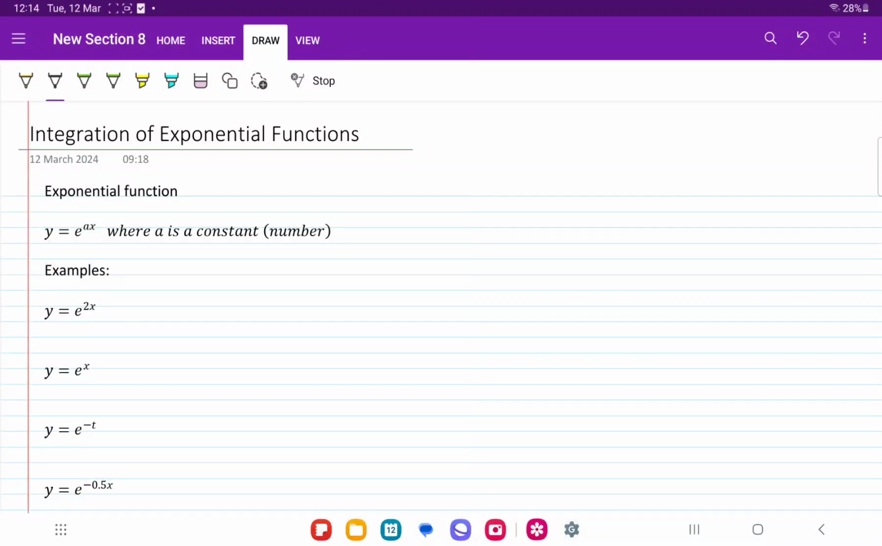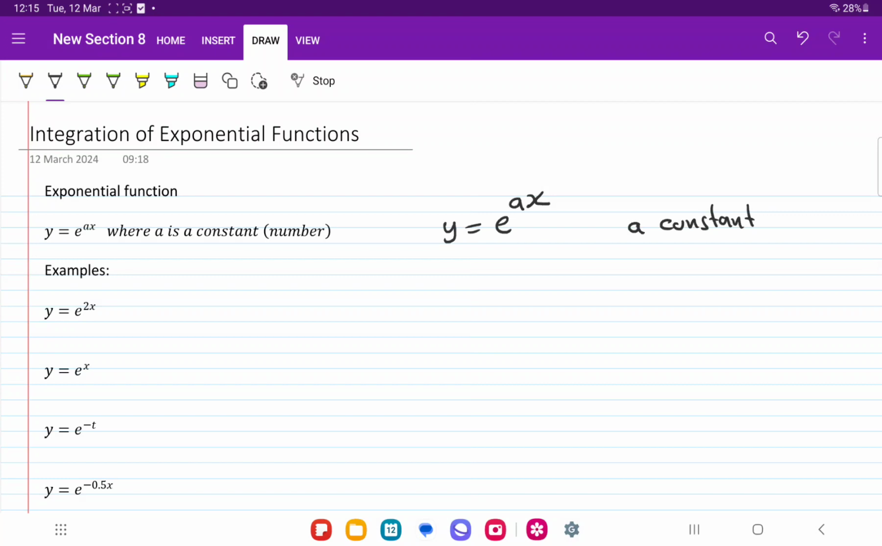In today's lesson, I will go over a few examples showing how to integrate an exponential function. But first, we need to know what exponential functions look like. So y equals e to the power ax. That's the exponential function, where a is a constant. When I say constant, it means a number, okay?